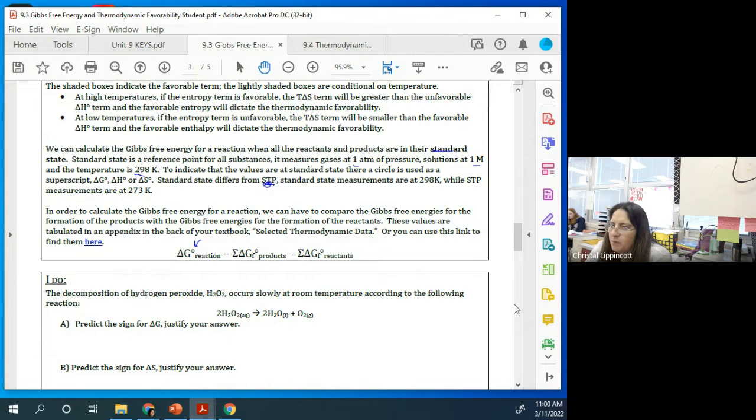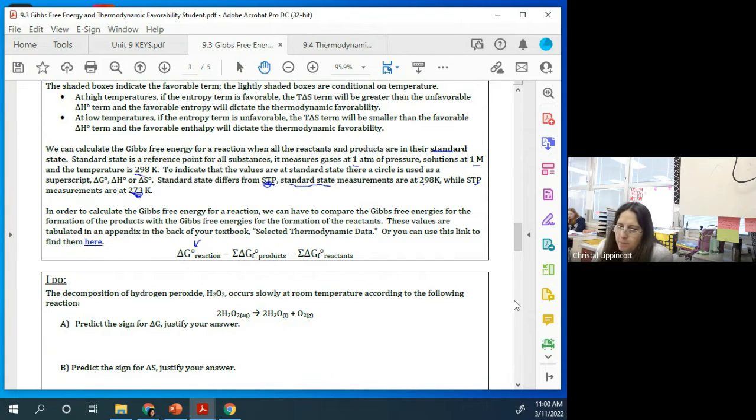Standard conditions are different from STP. STP, if you remember, your temperature is 273. These are standard state conditions, so that's different from STP. You learned STP when we talked about gases.